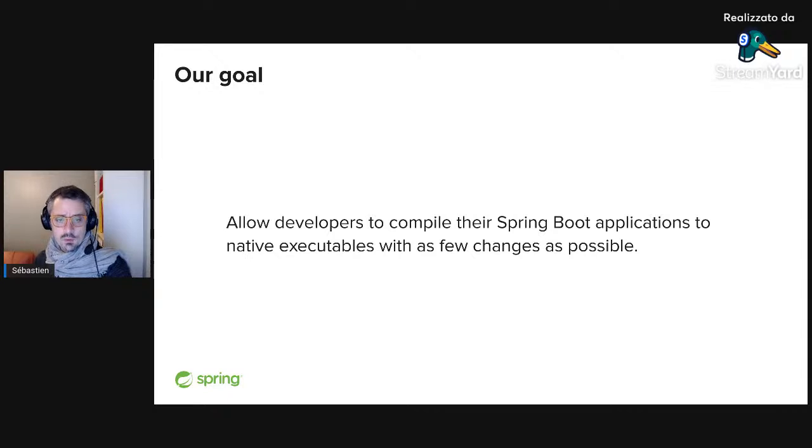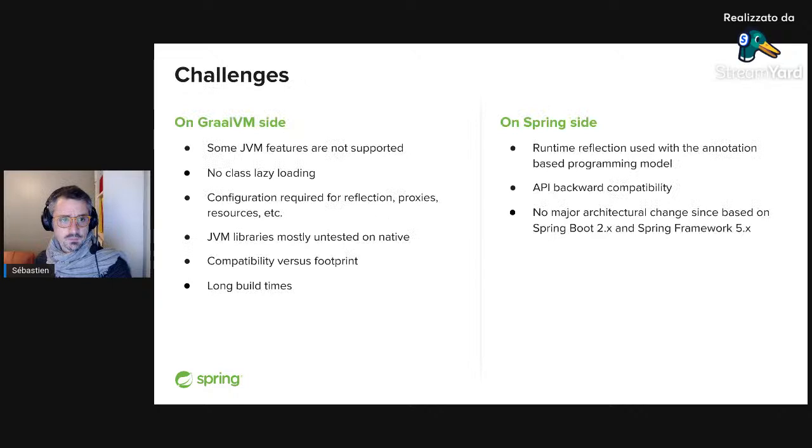So our goal is to allow developers to compile their Spring Boot applications to native executable with as few changes as possible. I don't claim that zero modification needs to be made, but basically, as we mature, the goal is really to mainly require modification on your build, not that much on your application. So there are multiple challenges on GraalVM side. GraalVM is a project that allows to compile to native via what we call native image compiler, but there is a wide range of other capabilities that we are not going to mention today.